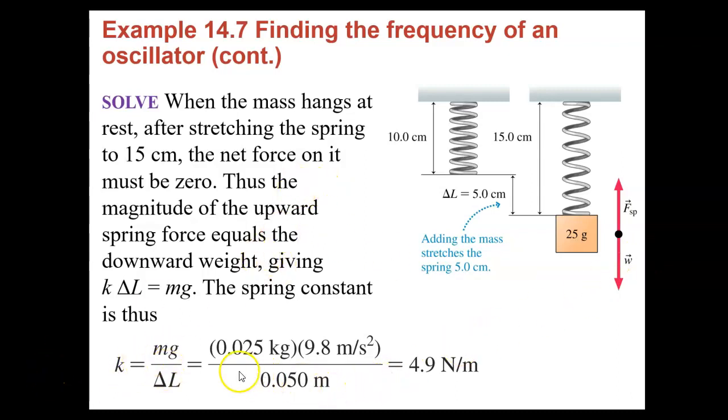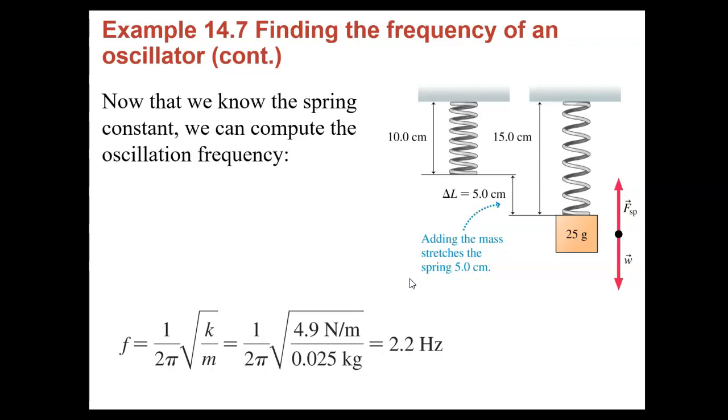Mass is 25 grams, which is 0.025 kilograms, times the acceleration of gravity, 9.8 meters per second squared, divided by how far it stretches. It stretches 5 centimeters, which is 0.05 meters. So our spring constant is 0.025 times 9.8 divided by 0.05, which is 4.9 newtons per meter. So that's your spring constant. That's the stiffness of that spring.